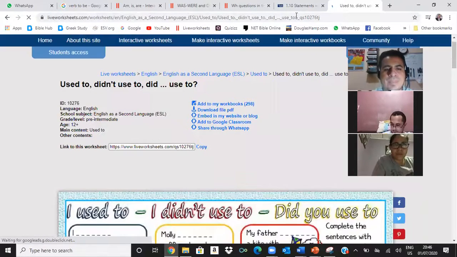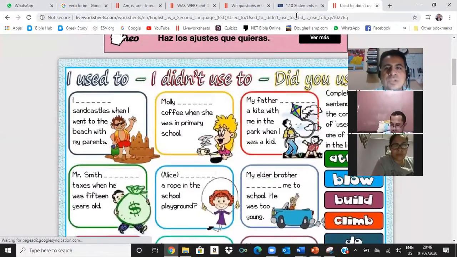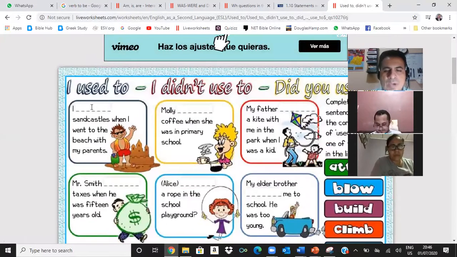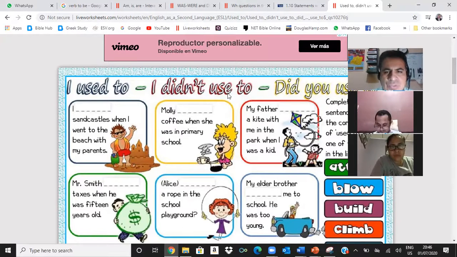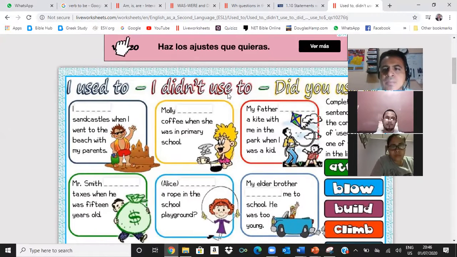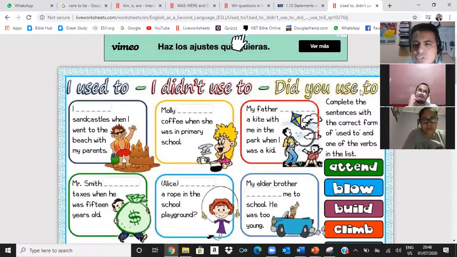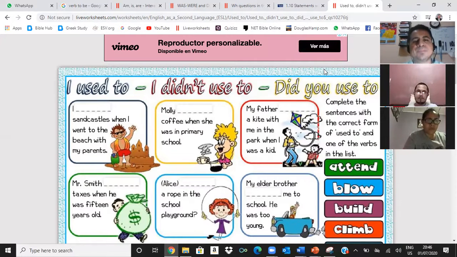Ahí está. Okay. So, in this worksheet, what we're going to do is vamos a llenar esto, estas oraciones. What are options? What can I use? I can use: I used to, I didn't use to. And I can make a question: Did you use to? So I have positive, negative, and question. Ahorita solo estamos viendo statements, right?